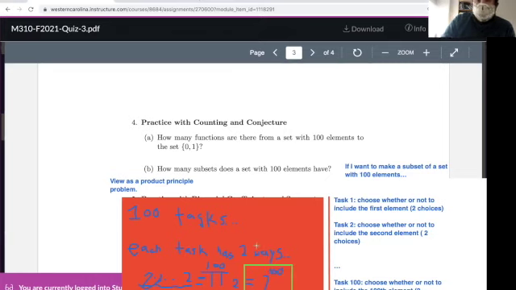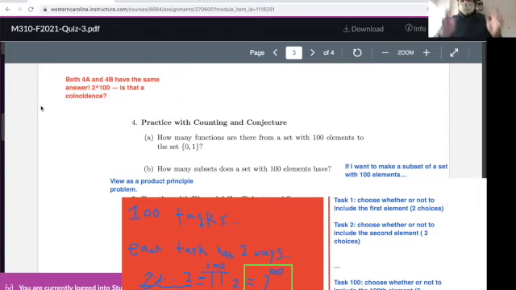But notice something cool with me. Both questions have the same answer. They're both 2 to the 100. Is that a coincidence? Why is that? There's actually a correspondence between functions and subsets. So we can use that correspondence.